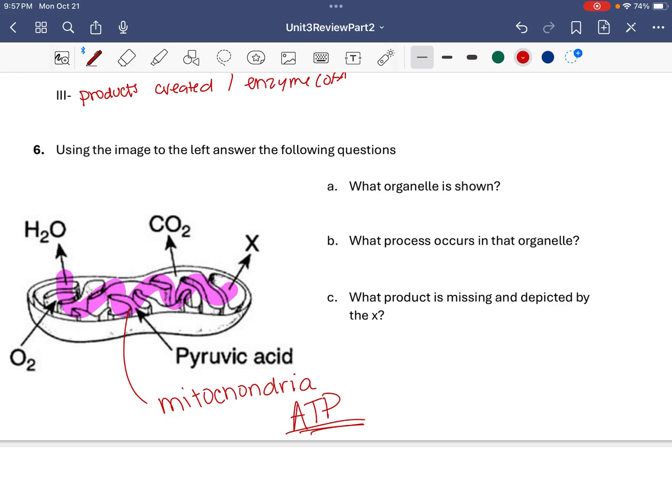So what organelle is shown? Looking there. Again, if you look at these little curves inside, they should kind of look like an M. So that should help us remember it's the mitochondria. What process occurs in this organelle? So for this specific organelle, it is cellular respiration. So anaerobic, aerobic, anything like that, they probably can't throw those words in there, but just know that it is respiration. It is the way that you turn your food or sugar into energy.